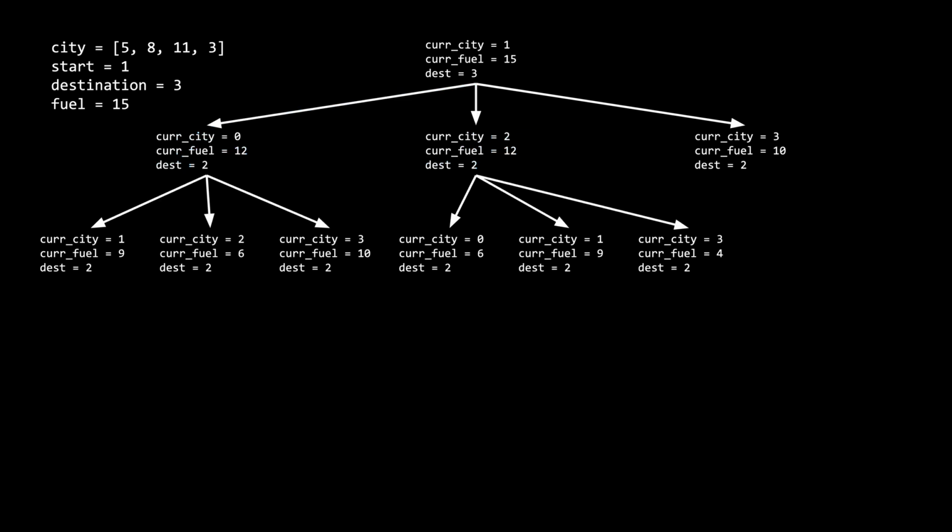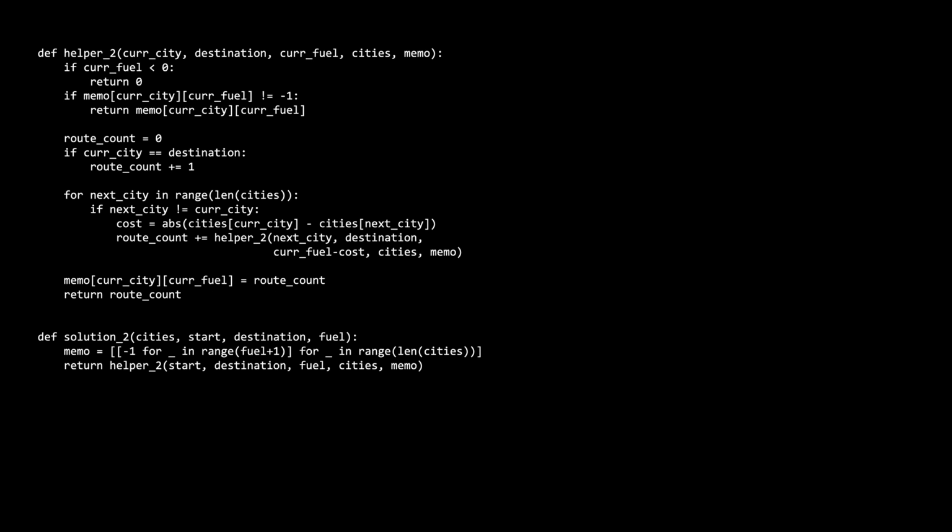Off those 2 calls, there are going to be these 6 calls. And now you can see that 2 of these 6 calls I've highlighted in blue have the exact same current city and current fuel. So the second one is going to essentially just be a waste of time, because we've already computed the answer in a previous recursive stack. We can avoid this by using a 2D cache to store the information of the repeated subcalls.